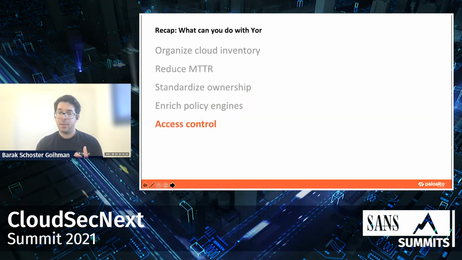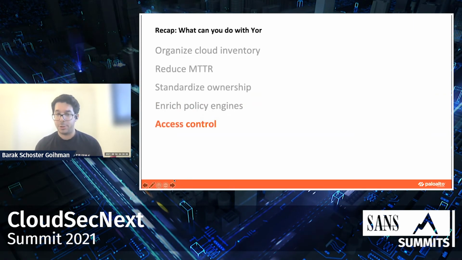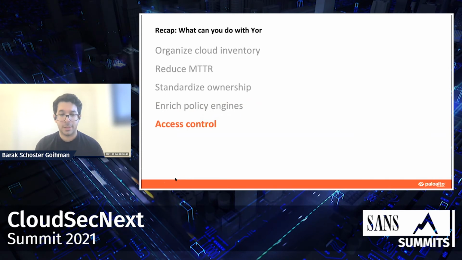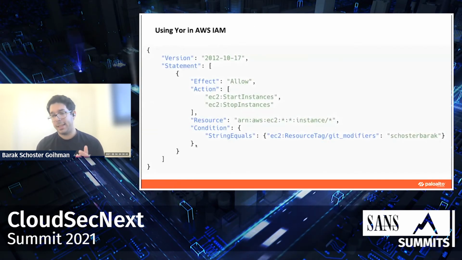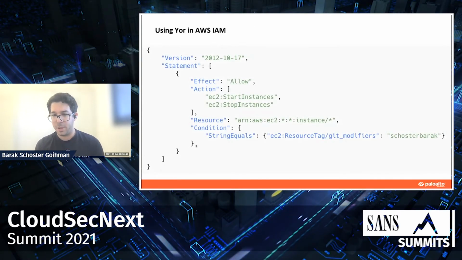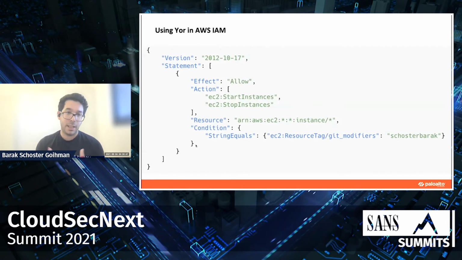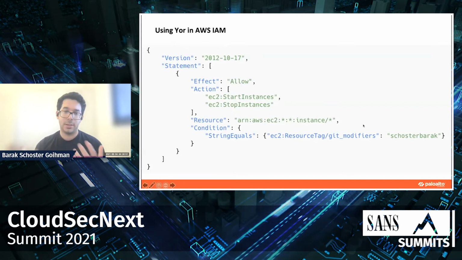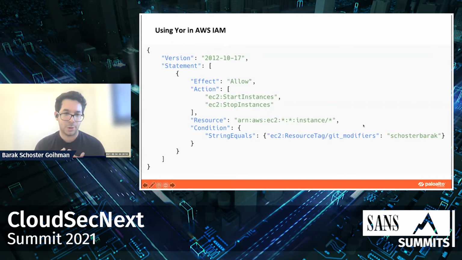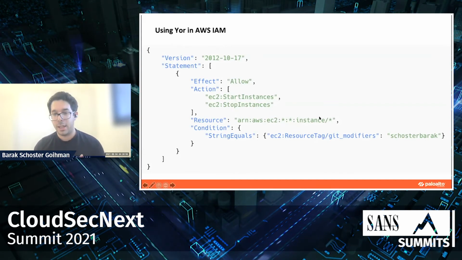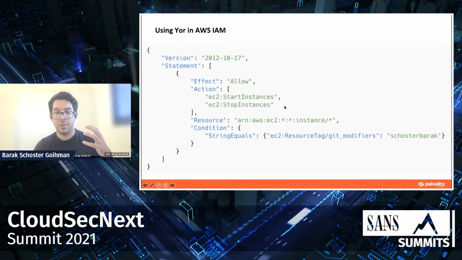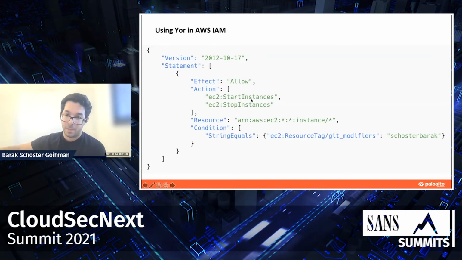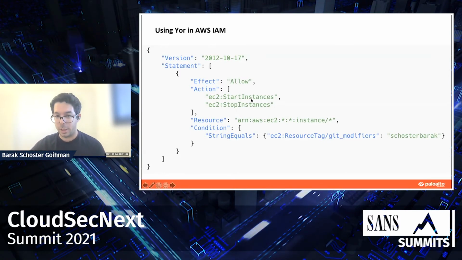Another use case after integrating YOR with policy engines like Checkov or OPA or others is access control. If YOR is adding things like who are the Git modifiers, I can define an IAM policy saying, hey, if I have an EC2 instance that I've created and my username is Shoster Barak, only allow my own users to start and stop my instance.